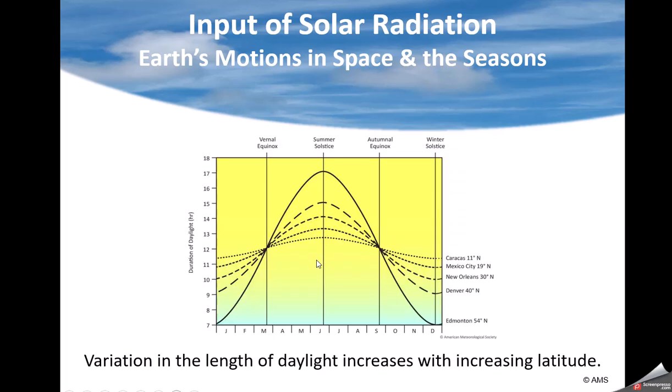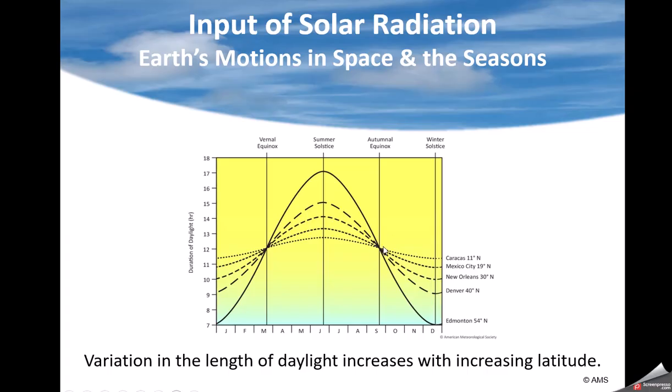So the Earth's motion and space all dictate how long the days are as well. In other words, around the equator, the day doesn't change a whole lot. But interestingly, on equinoxes, everybody in the whole Earth, day is 12 hours.